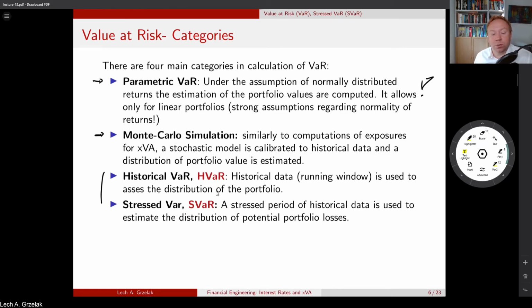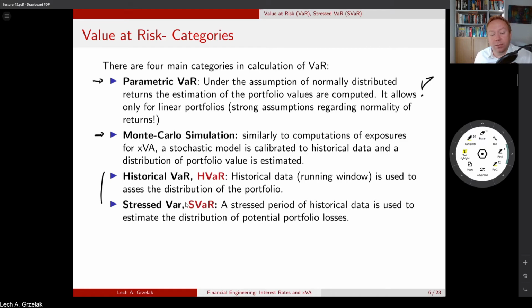Also, we have two cases. HVaR, so historical data. So we have this running window, let's say the last 250 business days. For each of those days, we see a risk factor, for example, a stock or LIBOR rate, and we monitor the differences, let's say, of daily, day-to-day fluctuations or every 10 days fluctuations. And then we apply to today's risk factor, and then we reevaluate our portfolio.